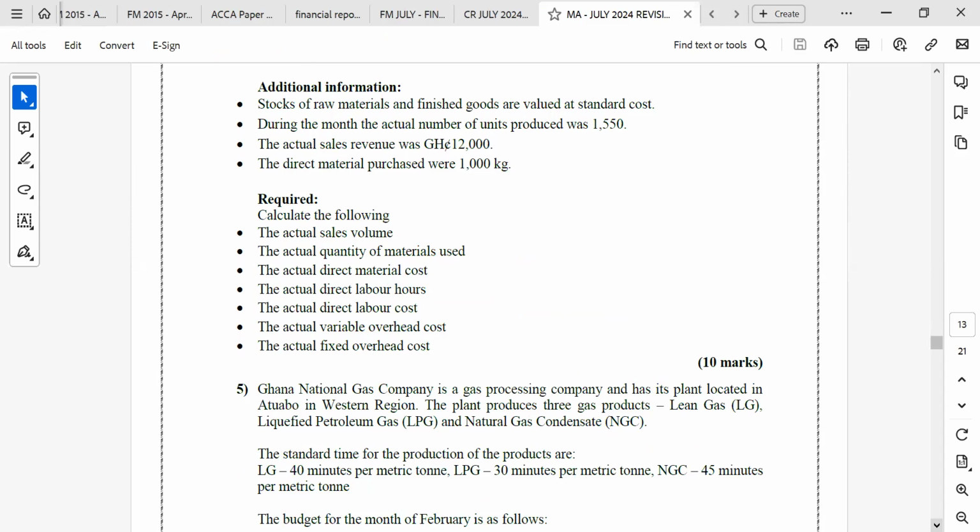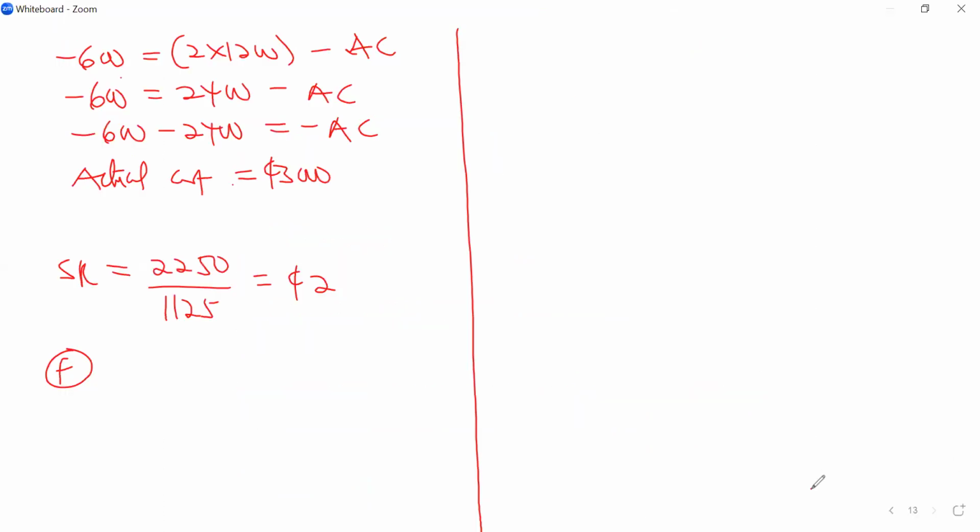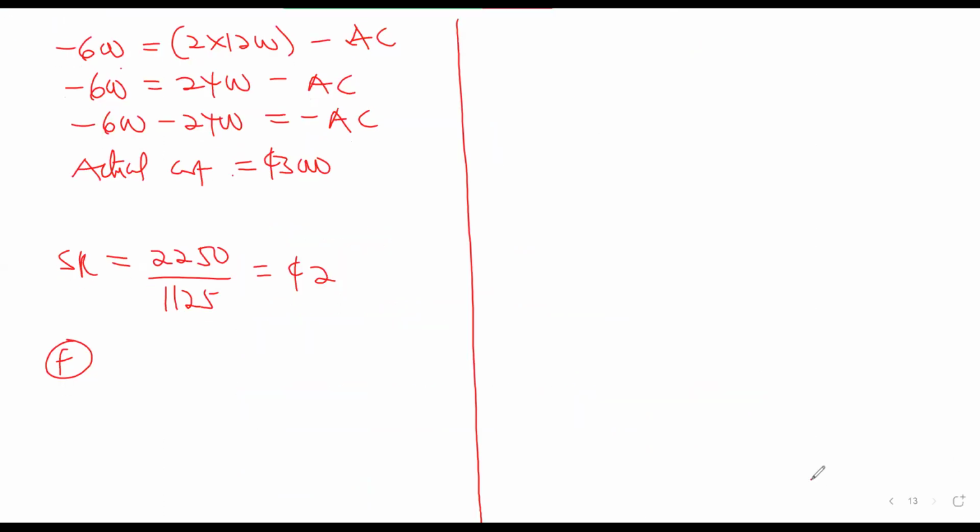Actual fixed overhead expenditure. This is straightforward. How do we calculate actual fixed overhead expenditure? It is the budgeted fixed overhead minus the actual. That is very simple, you don't have to do anything. So the fixed overhead expenditure variance is calculated as the budgeted fixed overhead minus the actual fixed overhead. So what is the variance given to us?